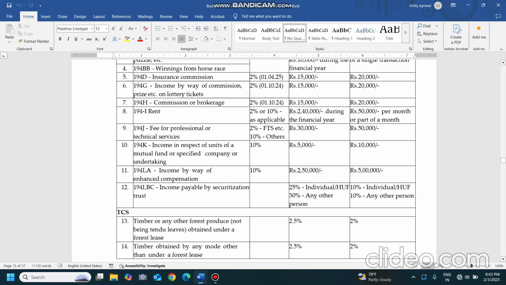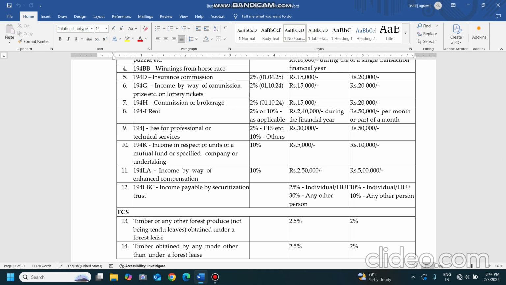Coming forward, section 194I says 2% or 10% TDS is applicable on rent: 2% in case of plant, machinery, furniture, equipment, and 10% in case of land and building. Earlier, the threshold limit during the financial year was 2,40,000. If the aggregate amount during the year was more than 2,40,000, no matter what the monthly payment was, then TDS was required to be deducted. But now they have proposed that if the rent is 50,000 per month or part of the month, then only TDS is required to be deducted at 2% or 10% as the case may be.